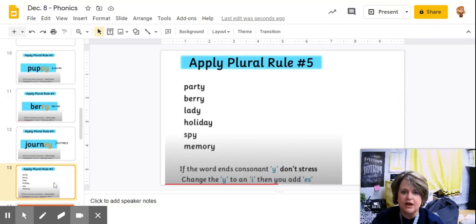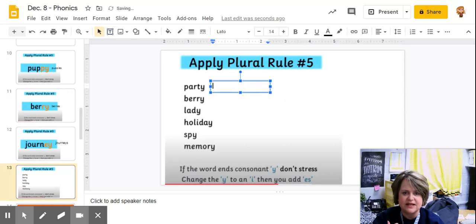All right, so apply plural rule. Number 5: party, berry, lady, holiday, spy, and memory. So I wanted to pull this up just so we could do a little bit more practice to make sure that you have it. So on party, is it a consonant before the Y? Yes, so it would be parties.